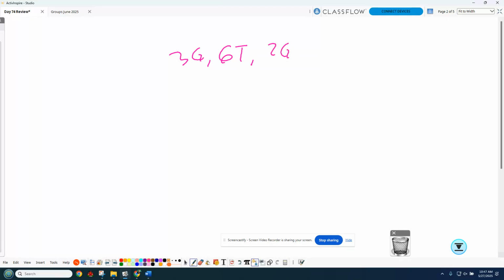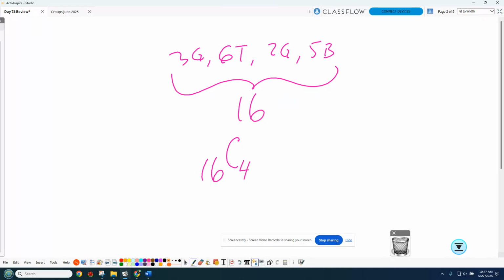C is how many ways to choose 4 to take on vacation. So how many skirts does she have in total? It's 16. And she wants any group of 4. That's a combination. That's C. And then D was the probability she chooses 1 green skirt, 2 tie-dye, and 1 black skirt.